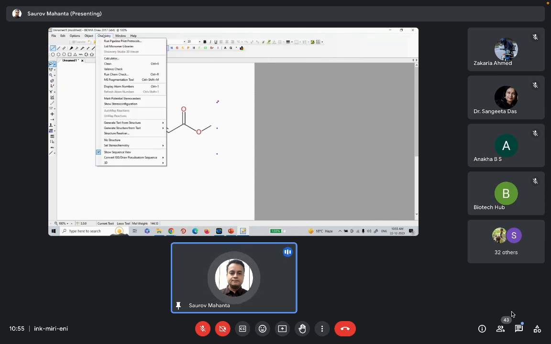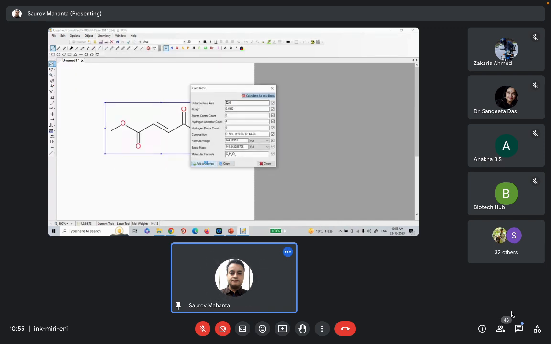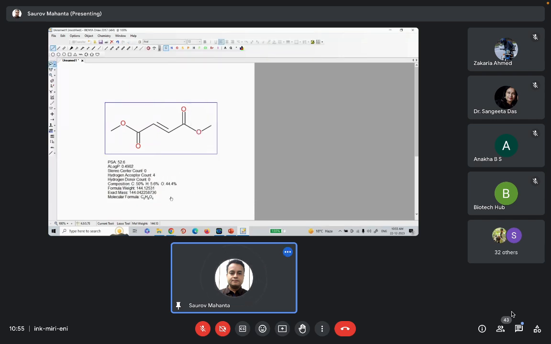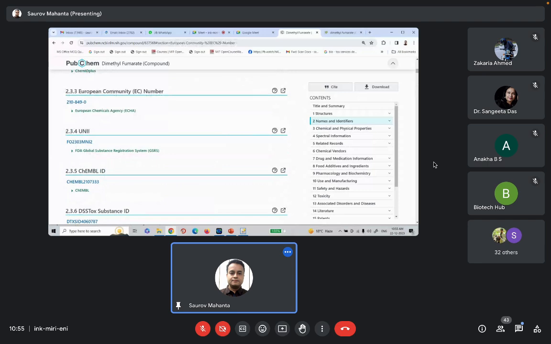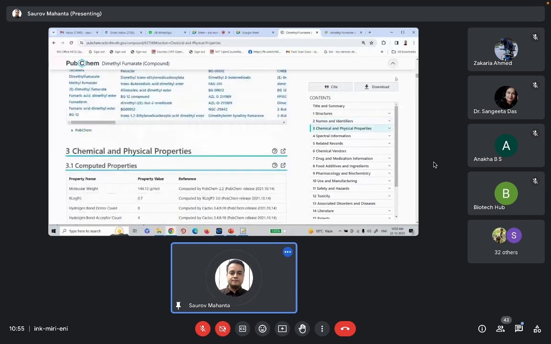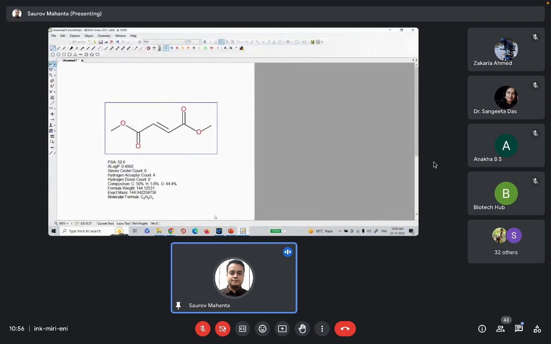Now, the interesting thing is you can calculate the properties on the go. See, you can see the properties have been calculated within one click. Molecular formula, weight, molecular mass, exact mass, and so on and so forth, which are also available in this PubChem compound kind of database. So you can see the molecular weight here and the molecular weight calculated here, exactly the same. Okay.